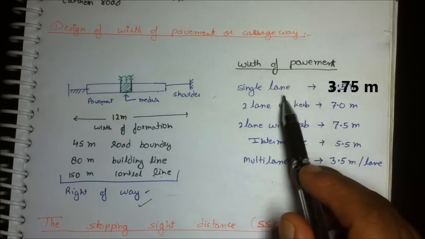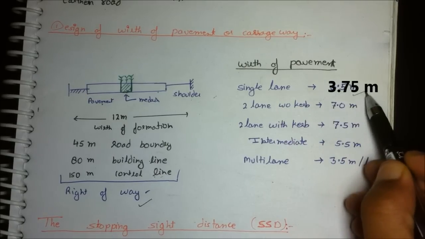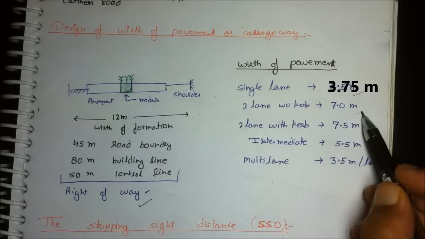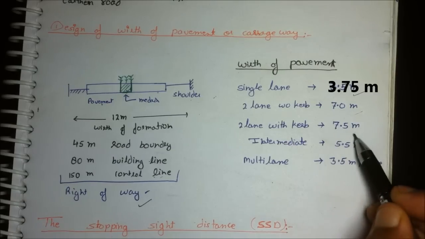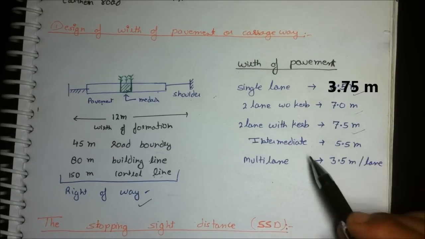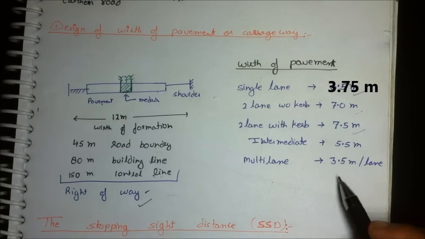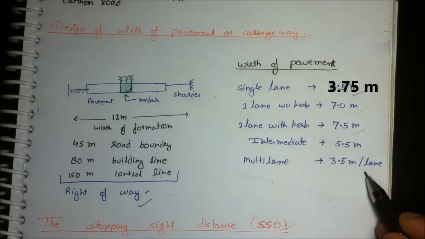Now, for a single lane, the width of pavement comes up to be 3.5 meters. For two lane without curb, the width of pavement is 7.0 meter, and two lane with curb, it is 7.5 meters. The intermediate lanes are designed as 5.5 meters, and for multi lanes, 3.5 meter per lane.